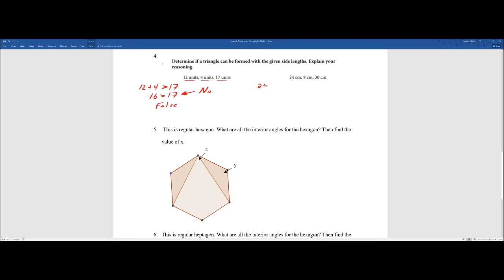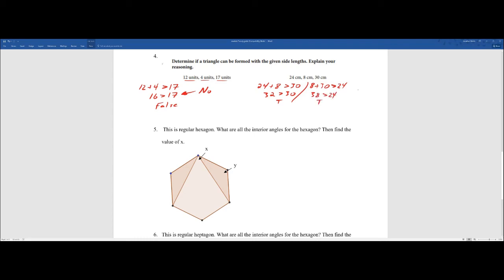We have 24 plus the 8 centimeters, and that should be greater than 30. And that looks like that checks out. 32 is definitely greater than 30. Let's try the other combination. We have 8 plus 30, and that should be greater than 24, which checks out. 38 is definitely greater than 24.